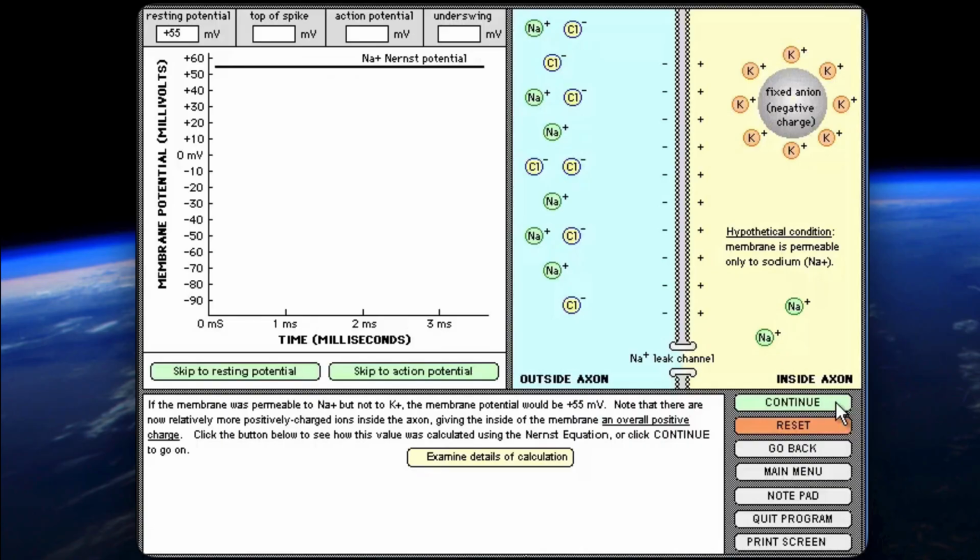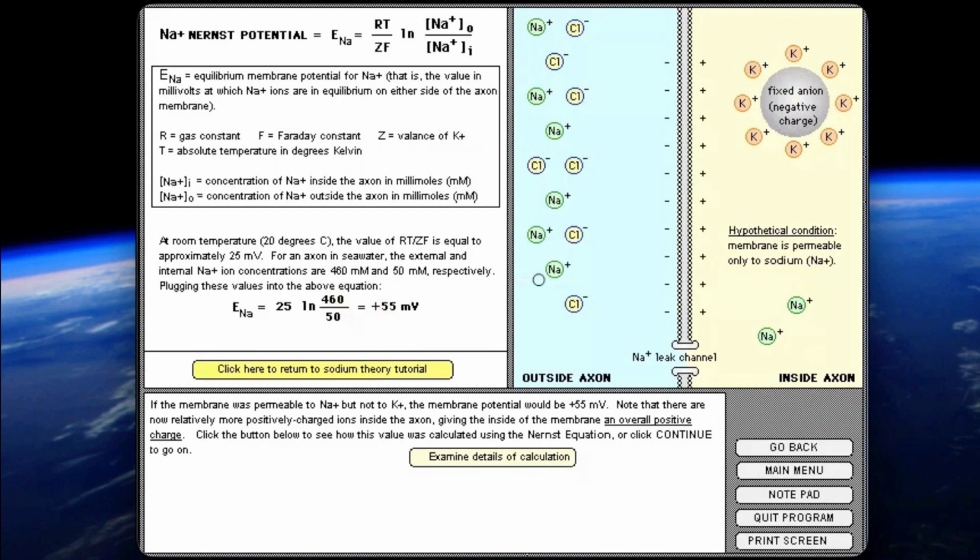If the membrane was permeable to sodium but not to potassium, the membrane potential would be 55 millivolts. There are now relatively more positively charged ions inside the axon, giving the inside of the membrane an overall positive charge. Here is how this value was calculated. In the above calculation, the equilibrium membrane potential, ENa, has a value of positive 55 millivolts.